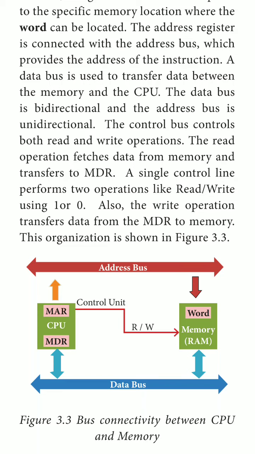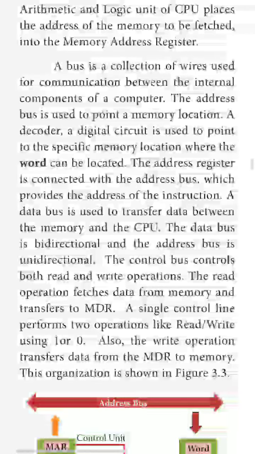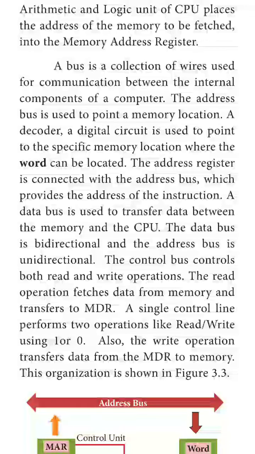Here you can see the address bus and the data bus. The address bus takes the address and the data bus is carrying data. You can see that the data bus is bidirectional and the address bus is unidirectional. The read operation fetches data from memory and transfers it to the MDR, which is the memory data register.